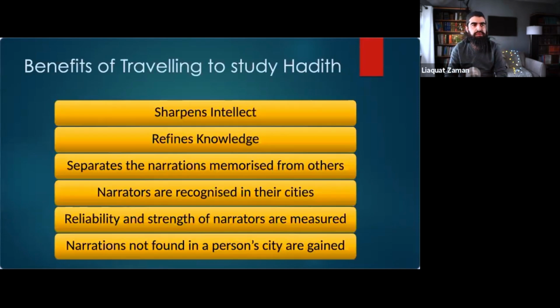Okay, now benefits of traveling to study Hadith. So I just thought I'll list this for you guys. Benefits of traveling to study Hadith became like a new trend now. So in the past, remember, if you got a time machine, you go back to the time of the Sahaba, you're living in Medina, you're getting all your knowledge from Medina, from the Prophet ﷺ. That's where you're getting it from.